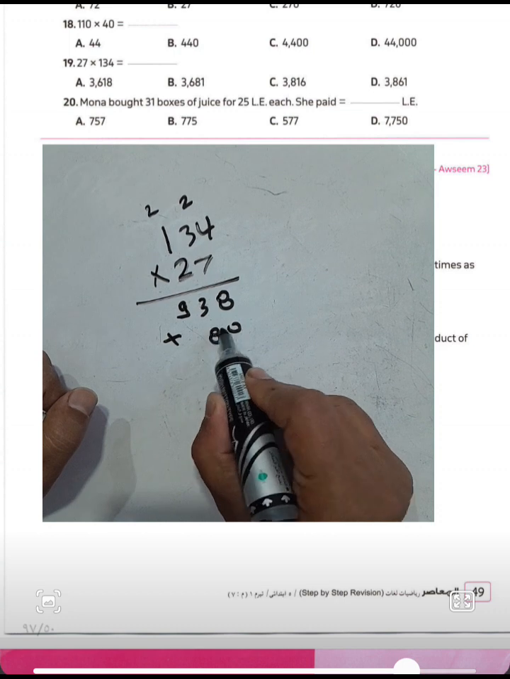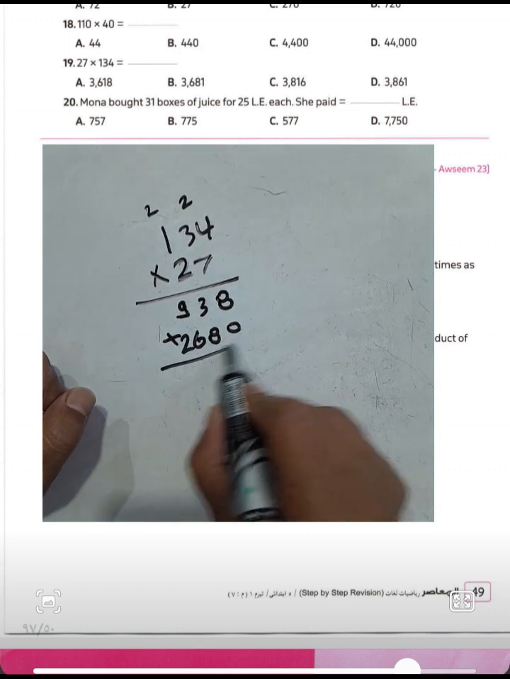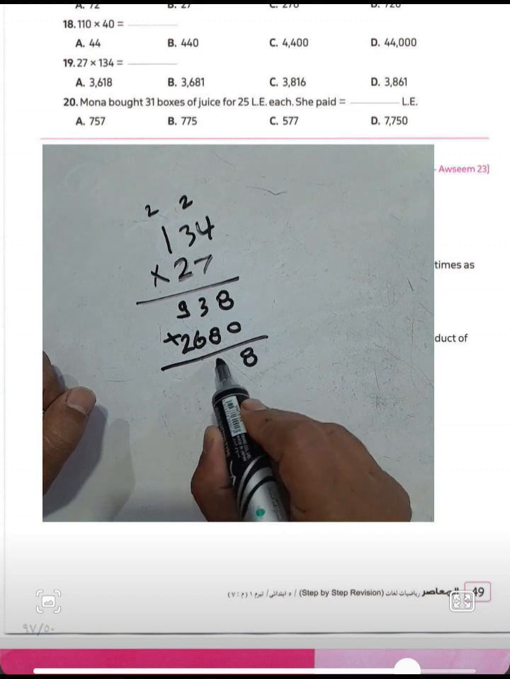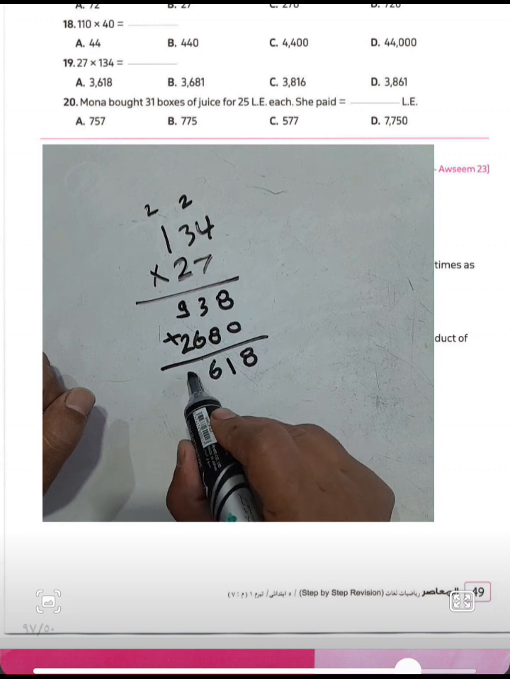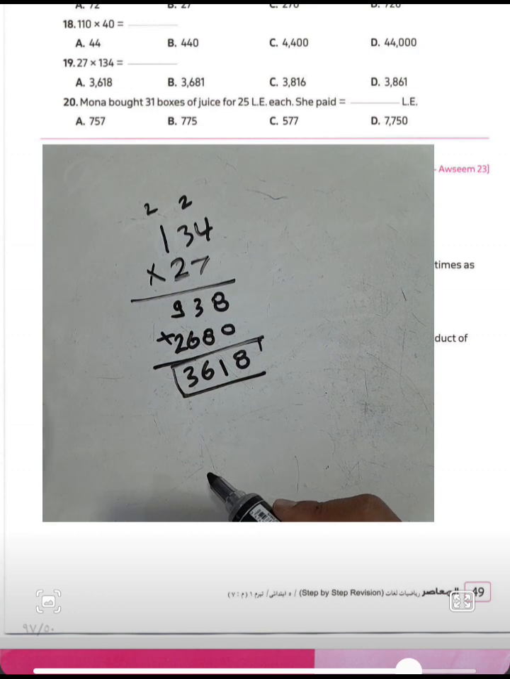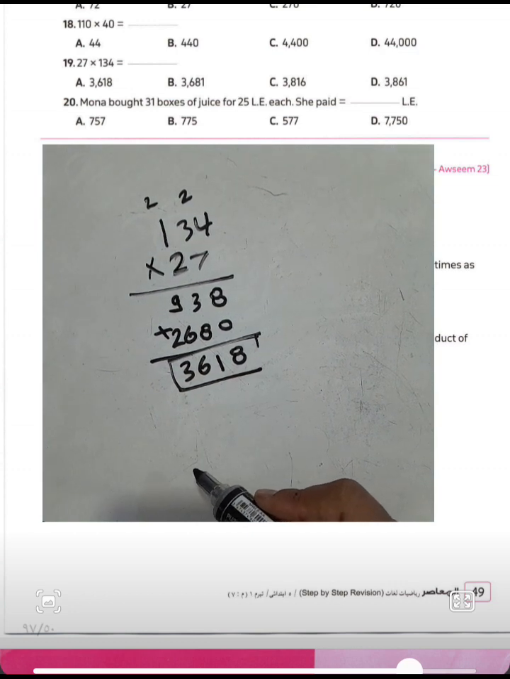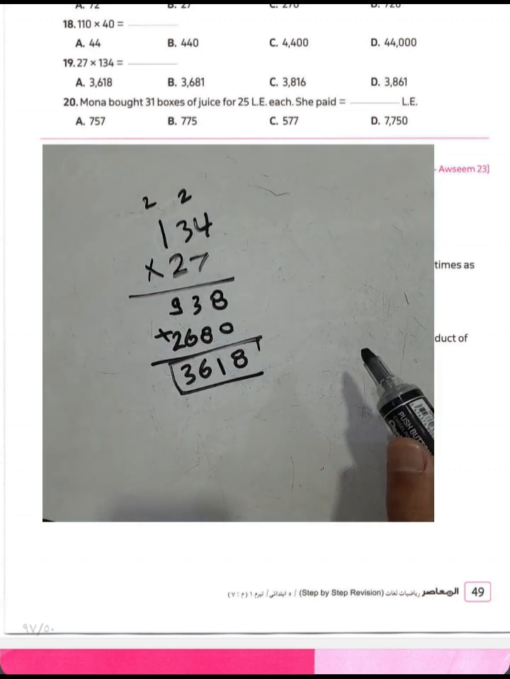2 times 4 equals 8. 2 times 3 equals 6. 2 times 1 equals 2. And then 8 plus 0 equals 8. 3 plus 8 equals 11. 1 and carry up 1. 1 plus 6 equals 7... 6 and carry up 1. 2 plus 1 equals 3. The result will be 3,618. Choose letter A.